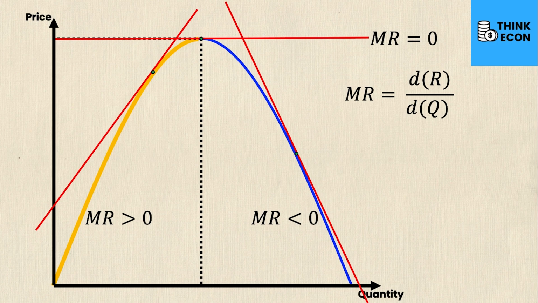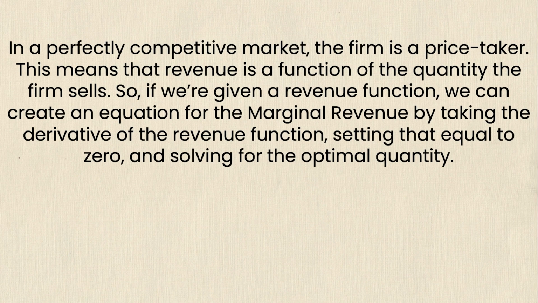Well, first let's summarize everything we've said so far. In a perfectly competitive market, the firm is a price taker. This means that revenue is a function of the quantity that the firm sells. So if we're given the revenue function, then we can create an equation for the marginal revenue by taking the derivative of the revenue function and setting it equal to 0, and then solving for the optimal quantity. Now this might seem difficult to do, so let's try doing it together.